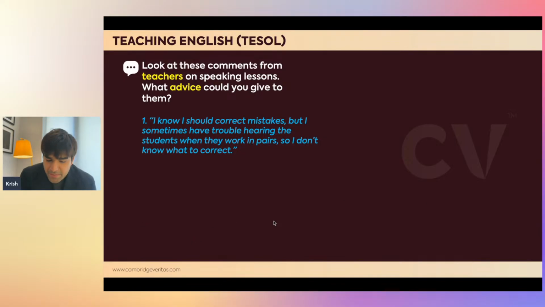I know I should correct mistakes, but I sometimes have trouble hearing the students when they work in pairs, so I don't know what to correct. What advice or suggestion do you have for this teacher? And it's a very practical problem. I have faced it personally a lot, and I'm sure some of you as teachers may have faced it as well.